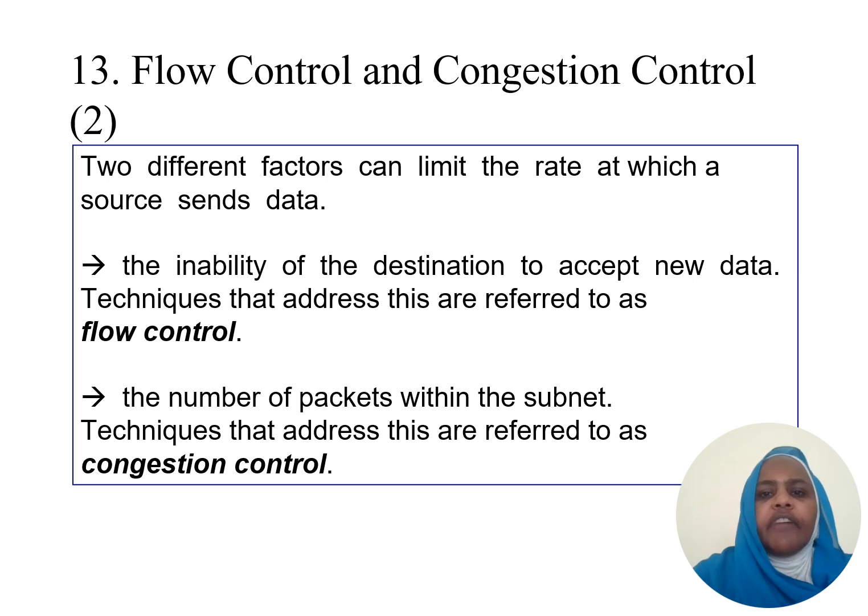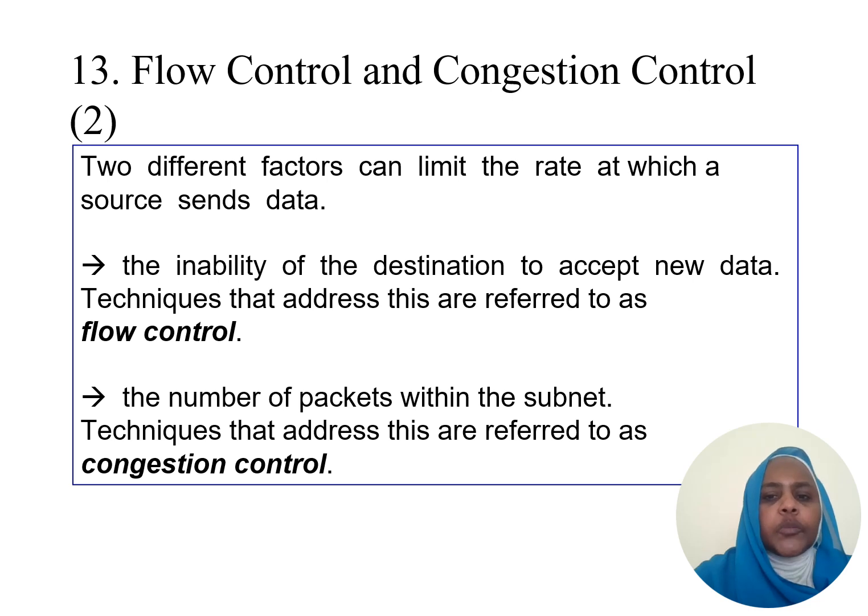There are two different factors that can limit the rate at which the source sends data: the inability of the destination to accept new data, that's to say the window is full. So here the flow will be controlled by sending the new window size, and the sender will regulate itself to the new window size.